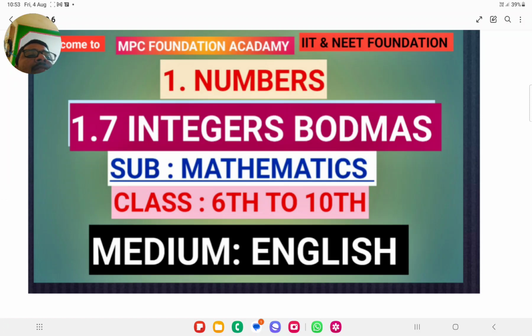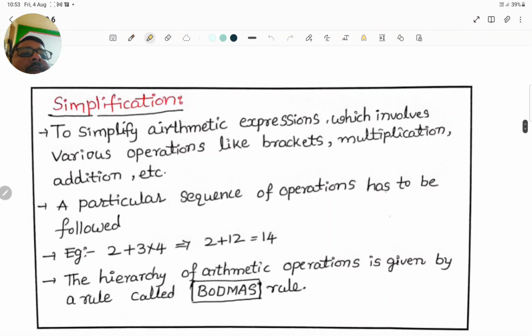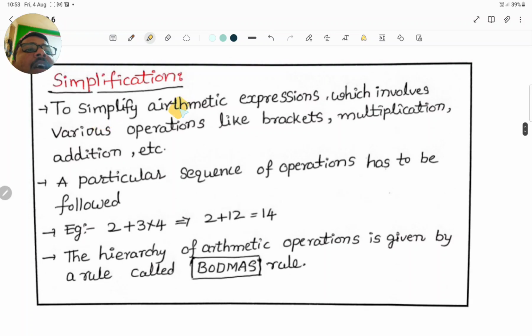This is the numbers chapter, subject mathematics, class 6th to 10th. Subtopic is integers, BODMAS rule. In this video we will discuss how to simplify problems, that is, how to simplify arithmetic expressions which involve various operations like brackets, multiplications and additions.